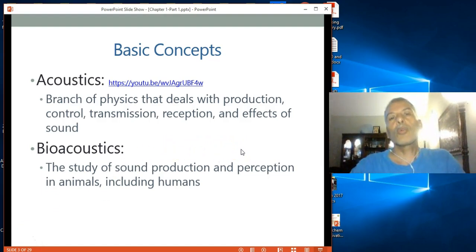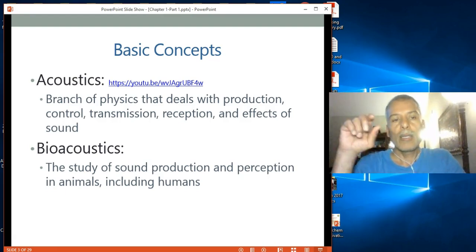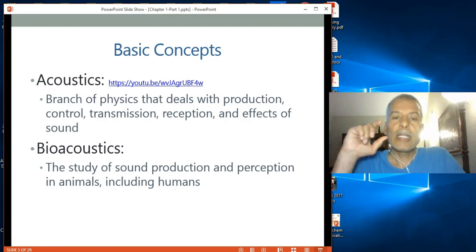First, we are going to go over some basic concepts. These basic concepts, you need to first understand them, and then you need to be able to identify them. In other words, you need to basically memorize them. They are basic concepts. So acoustics as a field is the field of physics that deals with the production, control, transmission, reception, and effects of sound.